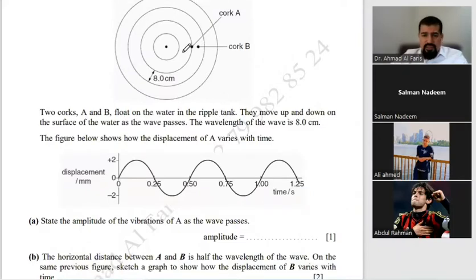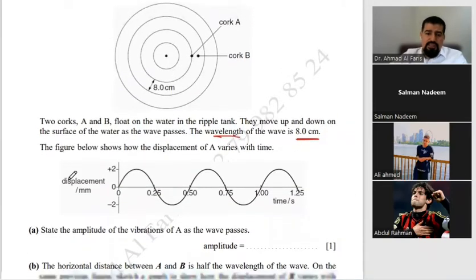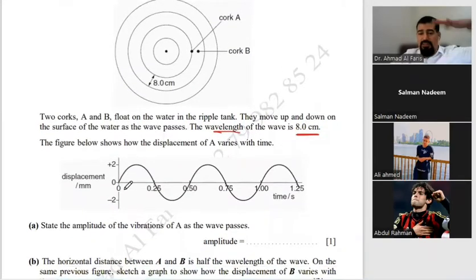The wavelength of these waves is 8 centimeters. The distance from one wave crest to another wave crest, or one wavefront to another, is 8 centimeters. This is the wavelength. The figure below shows how the displacement of A varies with time. For cork A, the displacement goes 2 millimeters up and 2 millimeters down, and this is repeated every 0.5 seconds.